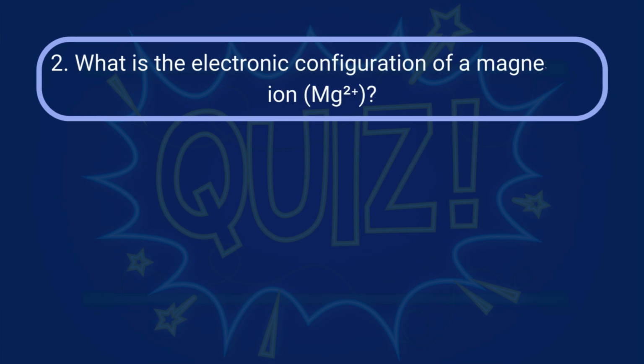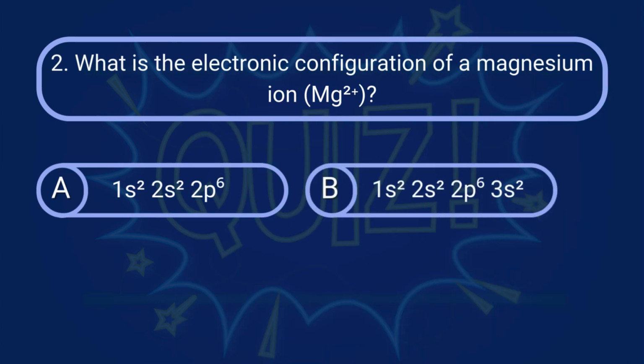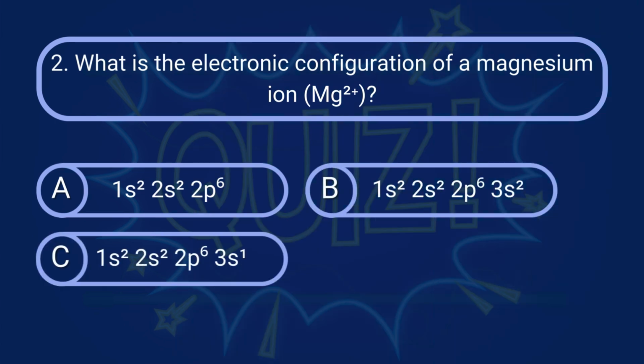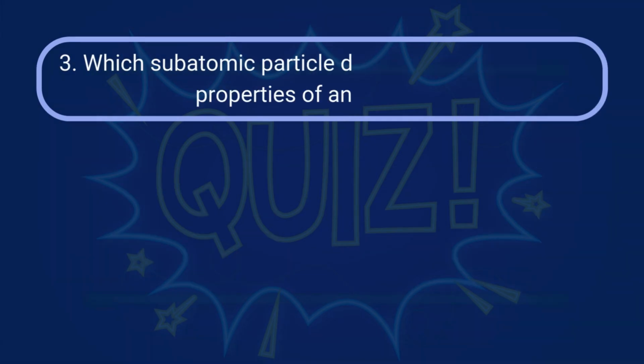What is the electronic configuration of a magnesium ion? 1s2 2s2 2p6, 1s2 2s2 2p6 3s2, 1s2 2s2 2p6 3s1, 1s2 2s2 2p6 3p2. Think for a second. The correct option will be 1s2 2s2 2p6. Let's move to the next one.